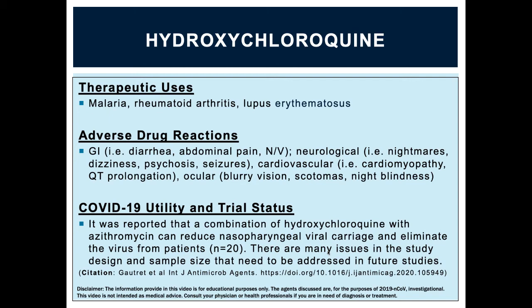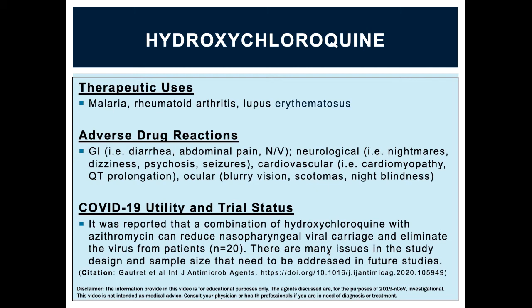pass away. One of the most common adverse effects seen with hydroxychloroquine are the ocular effects noted here, including blurry vision, scotomas, and night blindness. However, these are but a few of a very long list of adverse drug reactions, affecting almost every organ system. Other notable, serious adverse effects include Stevens-Johnson syndrome, toxic epidermal necrolysis, angioedema, and many more.